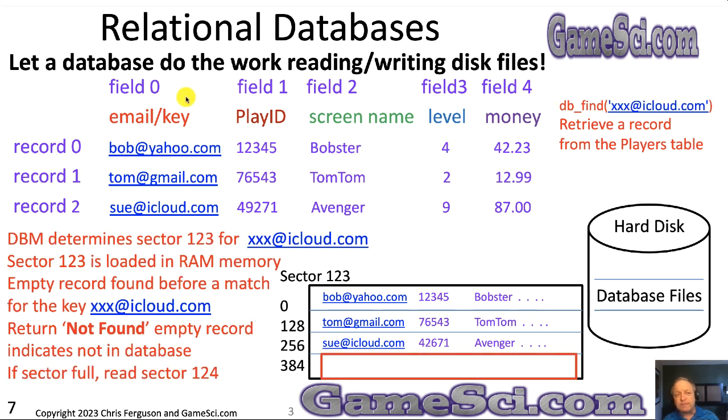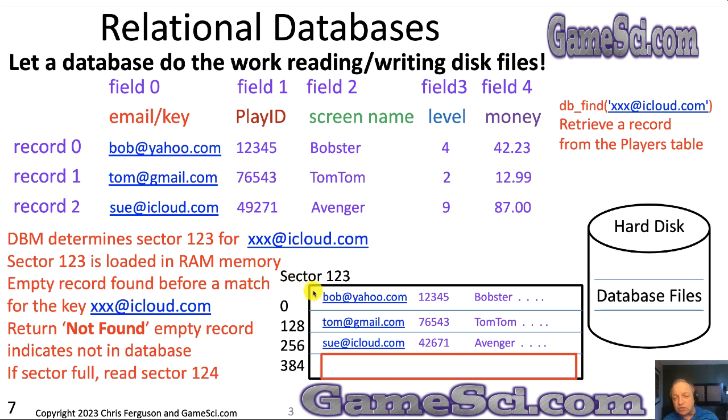What if we tried to find something that wasn't in our table? Let's do a find on xxx at iCloud.com. Let's retrieve a record from the players table, but this time it does not exist. The database manager will determine which disk sector that should be in and load disk sector 123 into RAM memory.